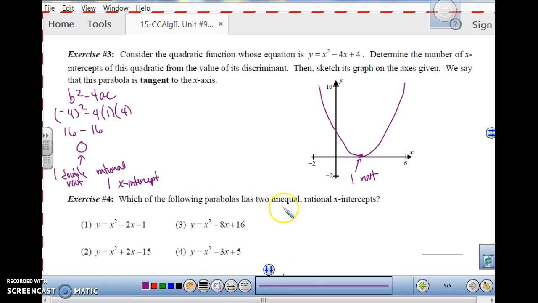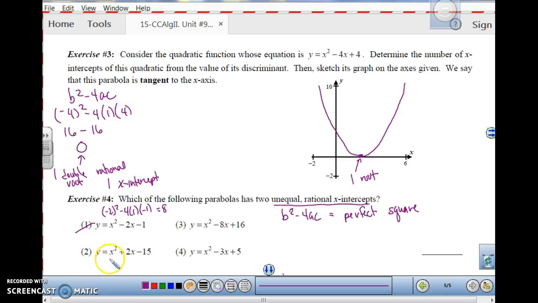Okay, so which of the following parabolas has two unequal rational x-intercepts? All right, what kind of discriminant would we have right here if it's two unequal rational x-intercepts? Well, that tells me that b squared minus 4ac must be a perfect square. So let's see if we can figure out which one that is. All right, well, b squared minus 4ac on this one, b squared would be negative 2 squared minus 4 times 1 times negative 1, which gives me 4 plus 4, which is 8. Is that a perfect square? Nope, it's not that one.